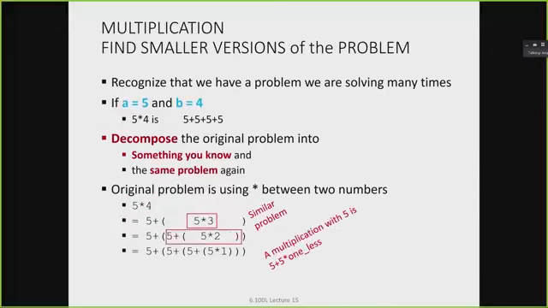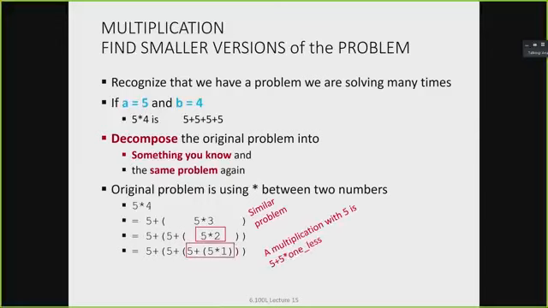And add it to 5 star 2, right? So the things in the boxes are equivalent. And then, again, 5 star 2, I'm going to recognize this is the same problem I've been trying to solve. Let's apply the same solution, which is to extract a 5 out and add it to the multiplication of 5 star 1 less. Okay? So again, the two boxes are equivalent.